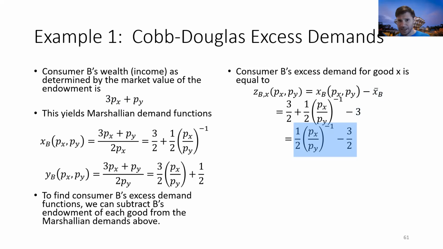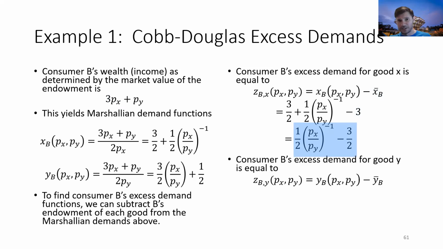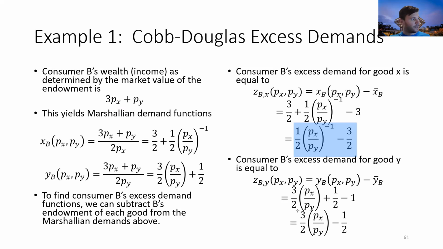Okay, so you can see if PX over PY goes up, that drives the excess demand for X down. B's excess demand for good Y is just the demand for Y for individual B minus B's endowment of good Y, which was only 1 unit in this case. So again, we have now arrived at individual B's excess demand functions for both good X and good Y.